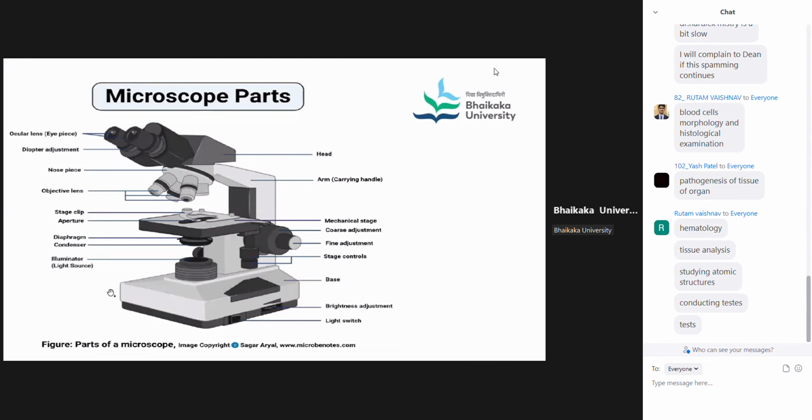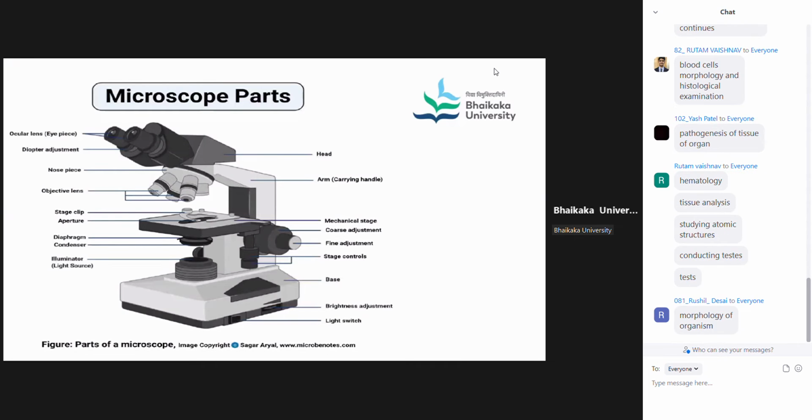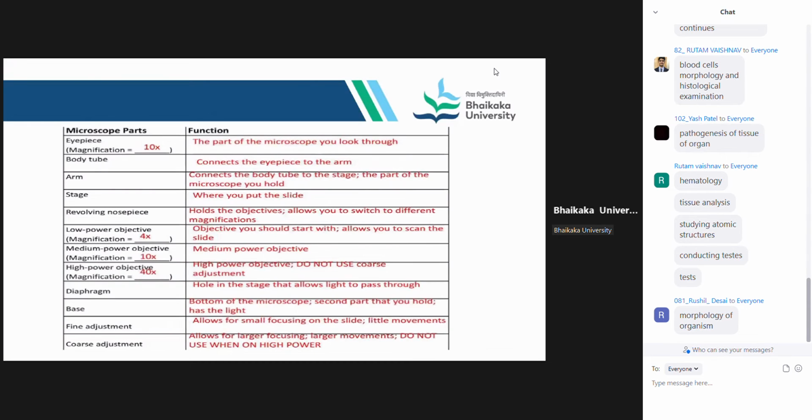So this one is the diagrammatic view of the microscope, and the parts have been shown in detail in the video. Again, to revise the function of the parts, we will just go through it. The first is the eyepiece, which is 10x, and below this eyepiece you have a tube-like structure. This is the part of the microscope you look through. Then comes the body tube, which connects the eyepiece to the arm of the microscope.